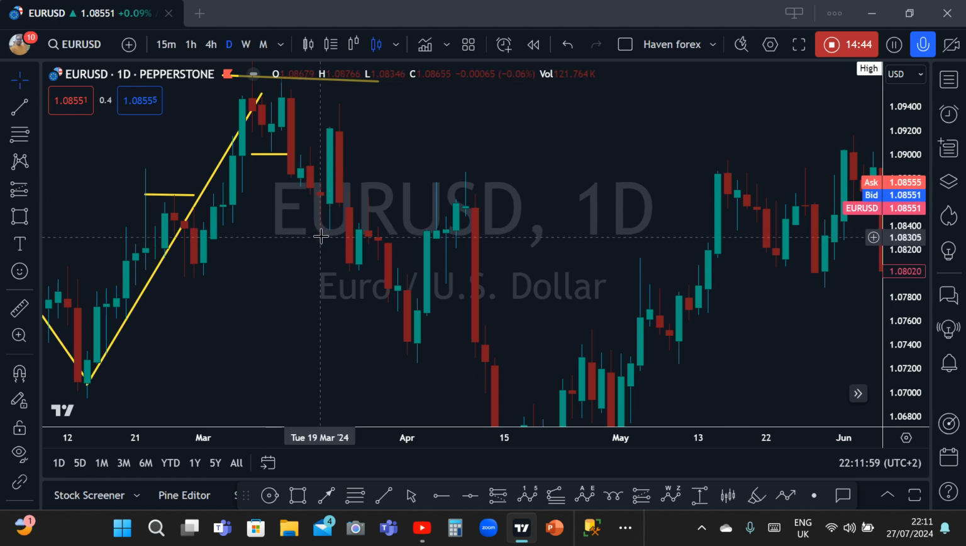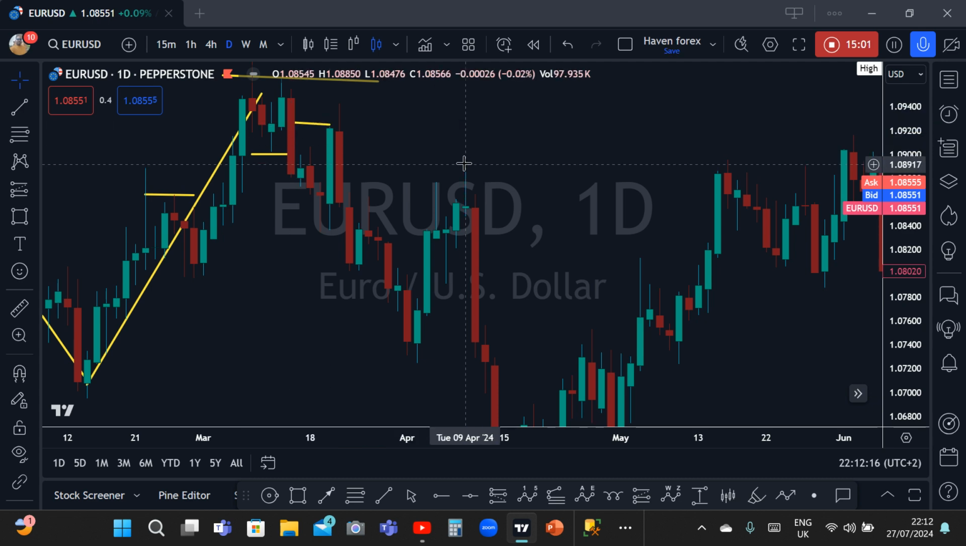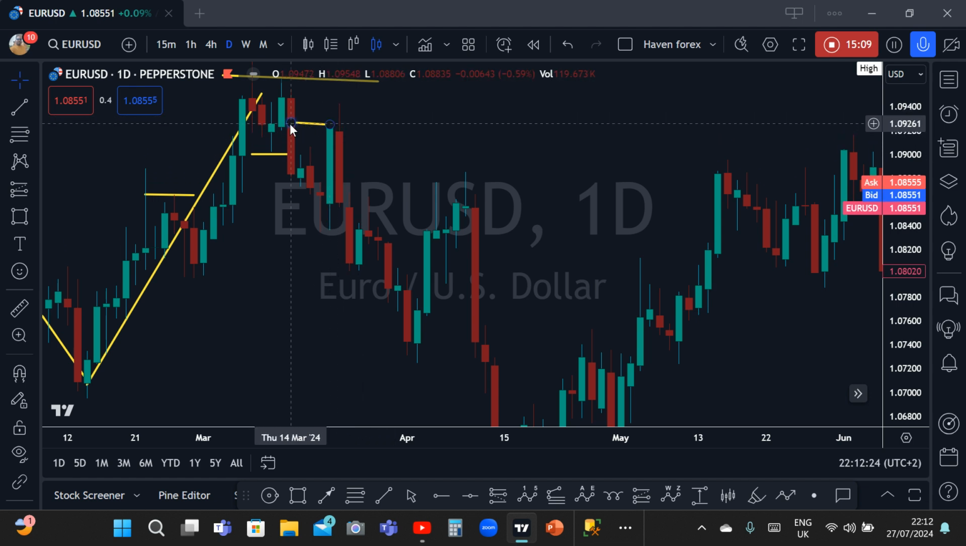Now, what happened? There was an opposite bullish candlestick. This now signifies a change of character. A change of character has happened. How do we know? There's a break of structure to the downside and a break of structure to the opposite side. So a change of character has happened.